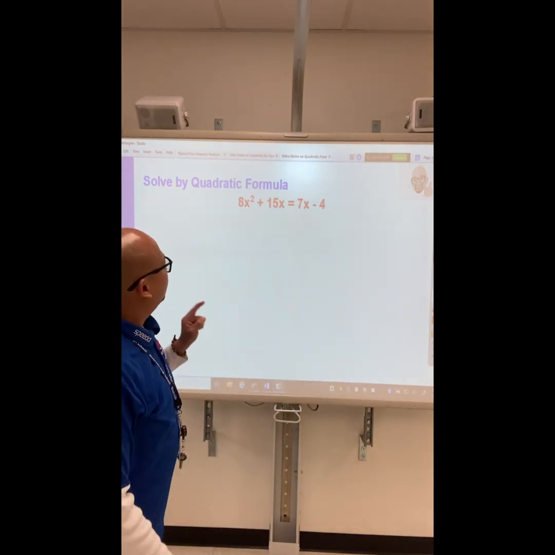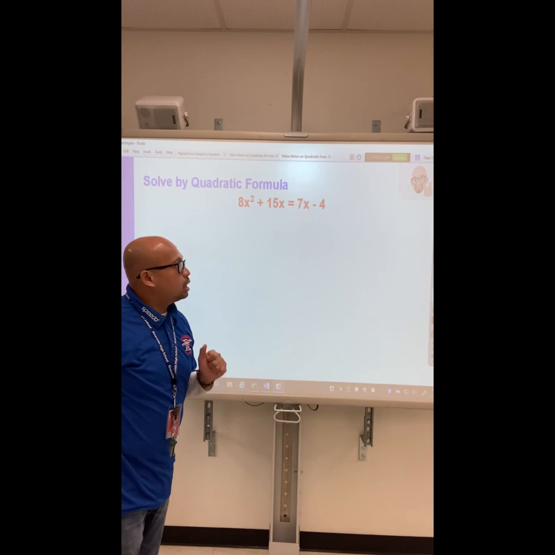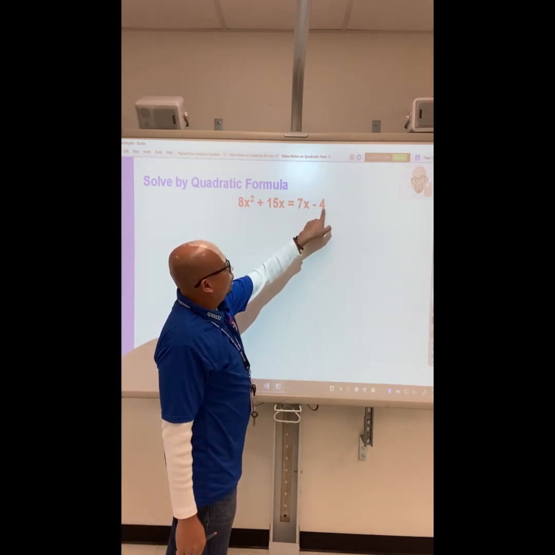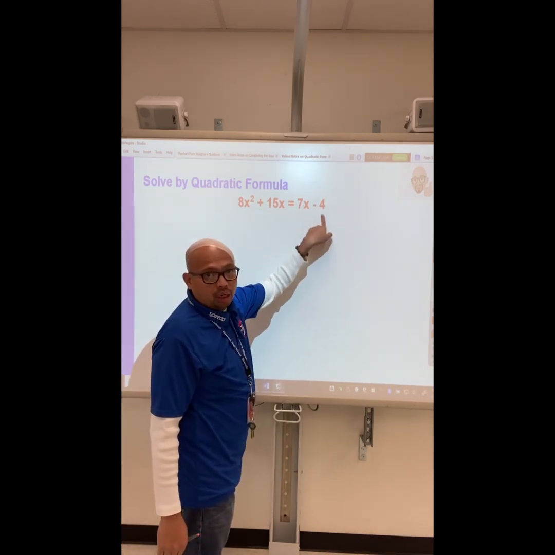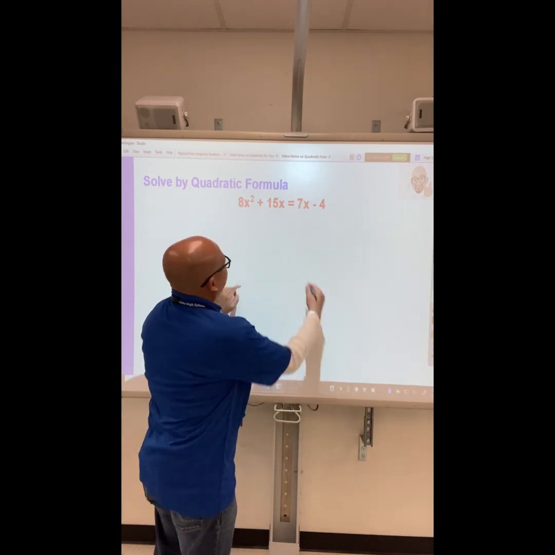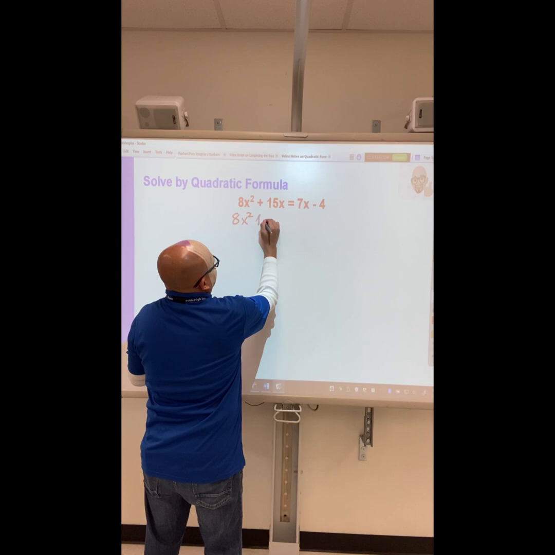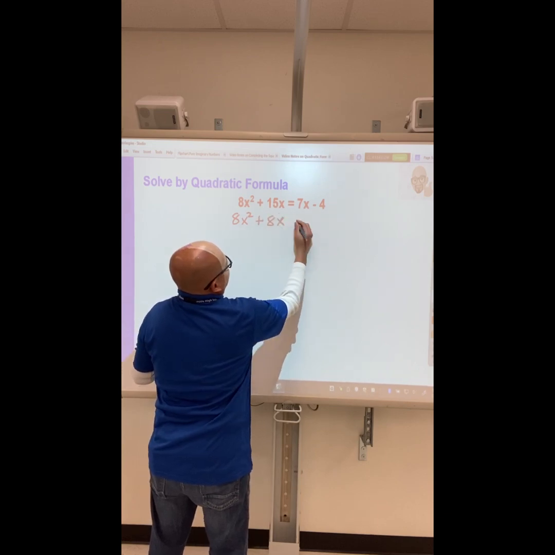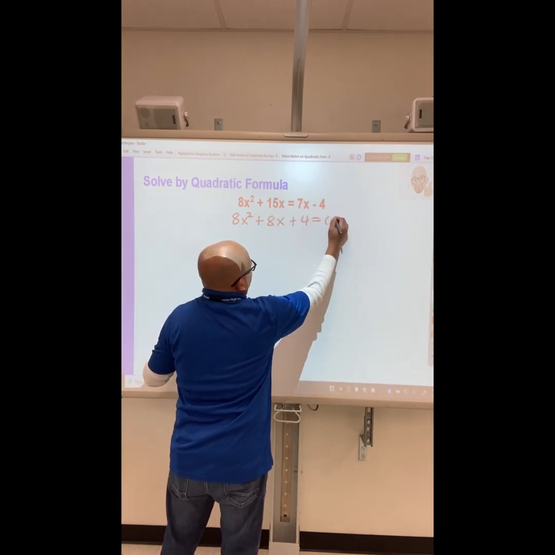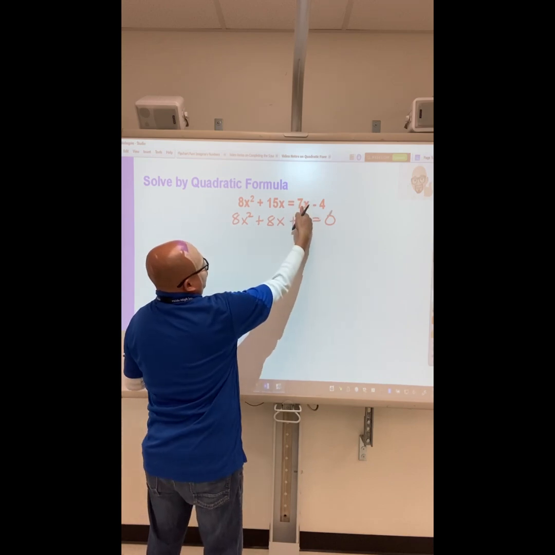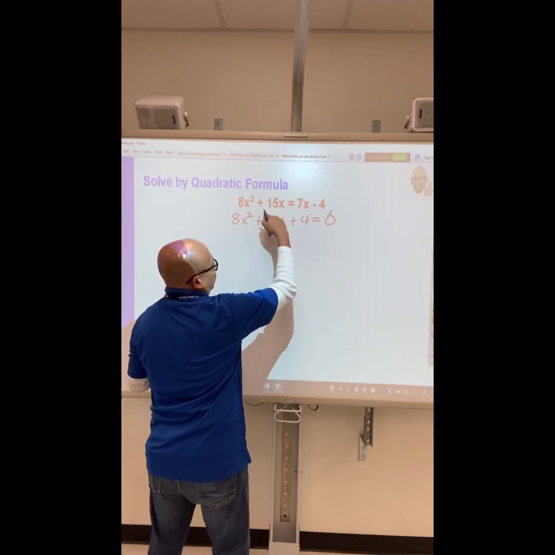Kaboom. x squared plus 15x is equal to 7x minus 4. We need this to be gone and make this equal to 0 by moving them to the left. This will be now 8x squared plus 8x plus 4 is equal to 0, because if I move it, I subtract it, I add 4 also here.